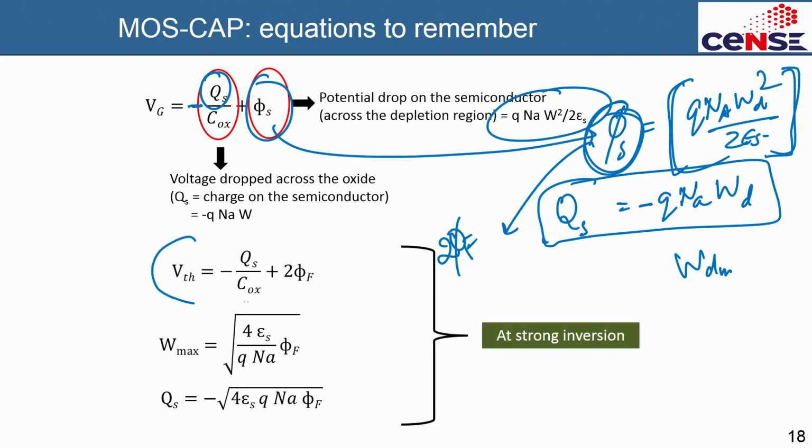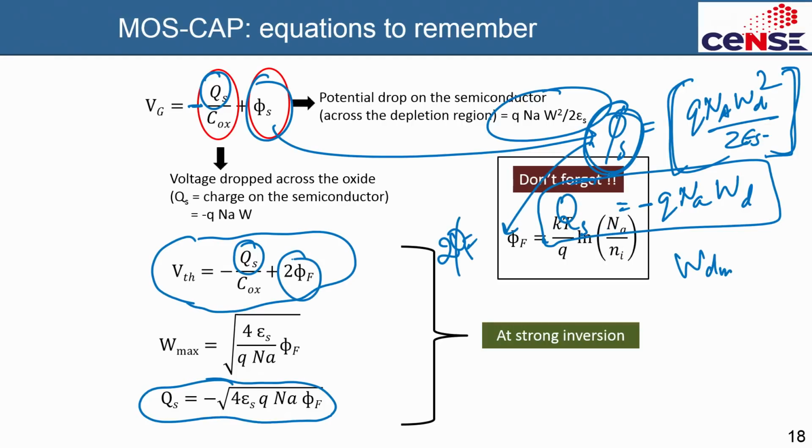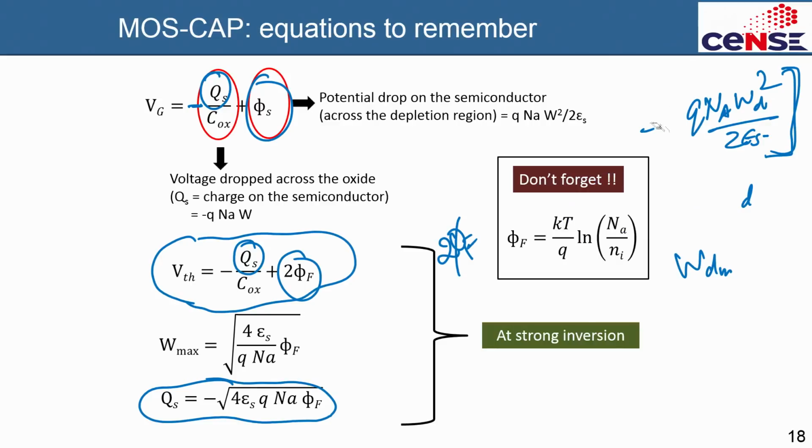This is the threshold voltage under ideal condition, and I have written that down in a more elaborate fashion also. This Q_s is this quantity which I have written down, and if it is negative, it will eventually become positive, and this is the maximum depletion width that will come. Don't forget that this quantity phi_f represents this quantity only. So let me go back to the laser pointer. You have to plug in these values to get the threshold voltage for any numerical problems that you have.